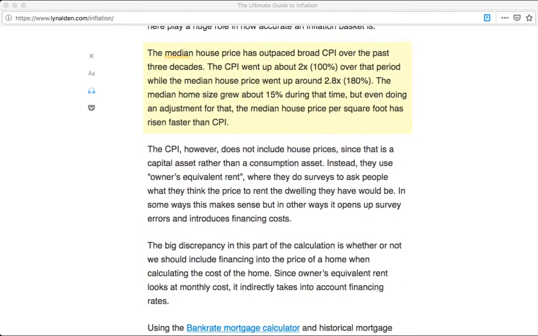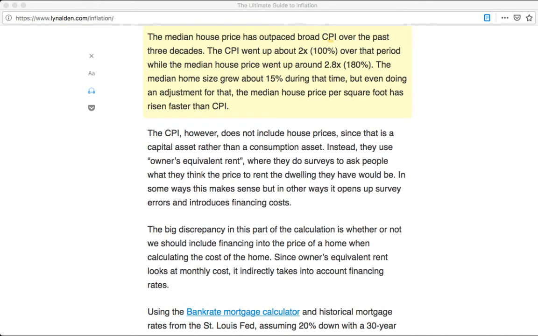The median house price has outpaced broad CPI over the past 3 decades. The CPI went up about 2x, 100% over that period, while the median house price went up around 2.8x, 180%. The median home size grew about 15% during that time, but even doing an adjustment for that, the median house price per square foot has risen faster than CPI.